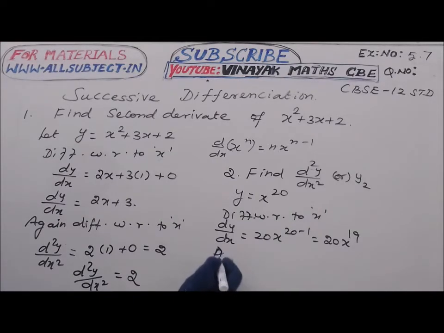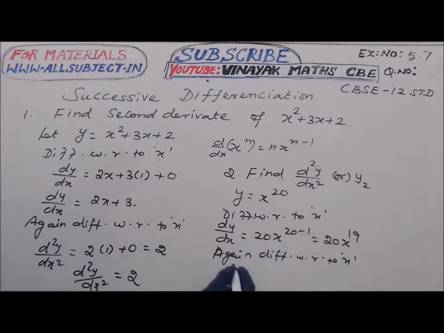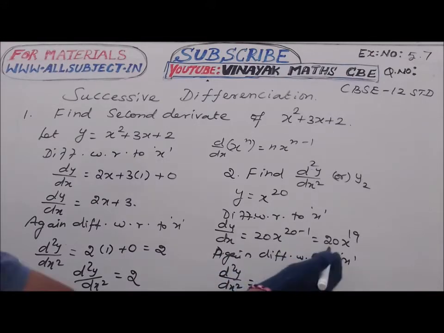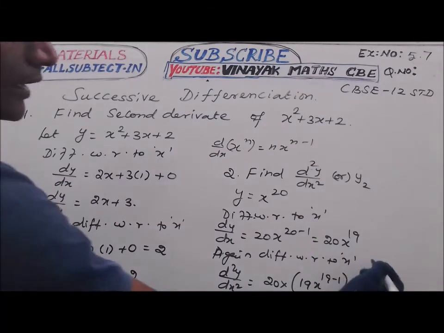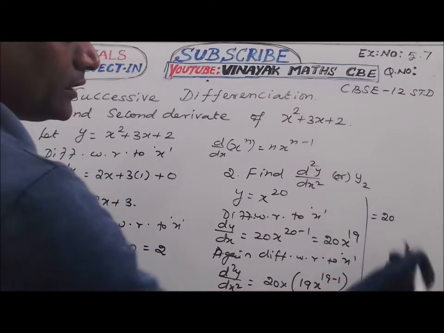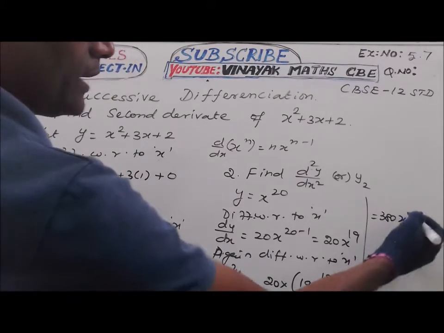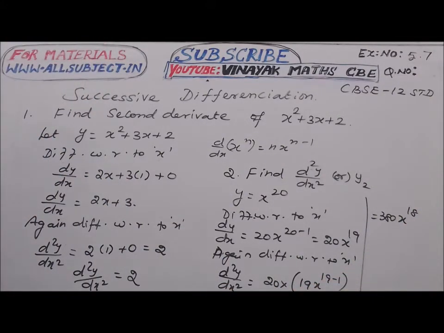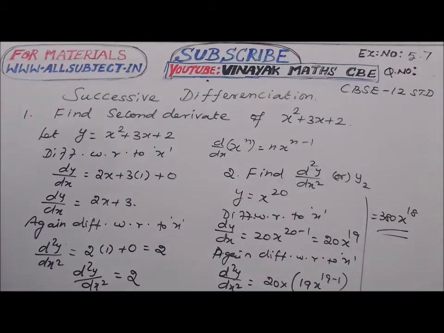Now again differentiating with respect to x. This is the first derivative, we need the second derivative. So again differentiating with respect to x, we get d square y by dx square equal to 20 into 19 x to the power 19 minus 1, which is equal to 20 into 19, 380, x to the power 19 minus 1 is 18. So 380 x to the power 18 is the second derivative of x to the power 20.